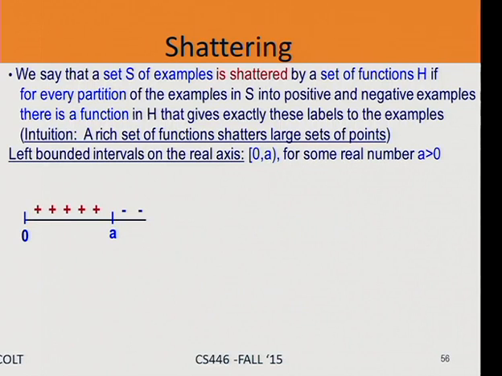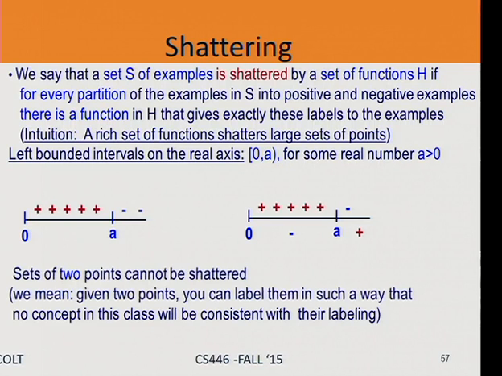If I give you 1 point, you can shatter it, right? You want to make it positive. So let's say the point that I gave you is 2 on the real axis, x equals 2. If you want it to be positive, you'll choose A larger than 2. This is a function in your class of functions. If you want it to be negative, you'll choose A to be a half. These are the only 2 options. You can shatter it. And this is basically what I'm doing. So if the example is here, you choose A to the right of it. Otherwise, you choose it to the left of it.